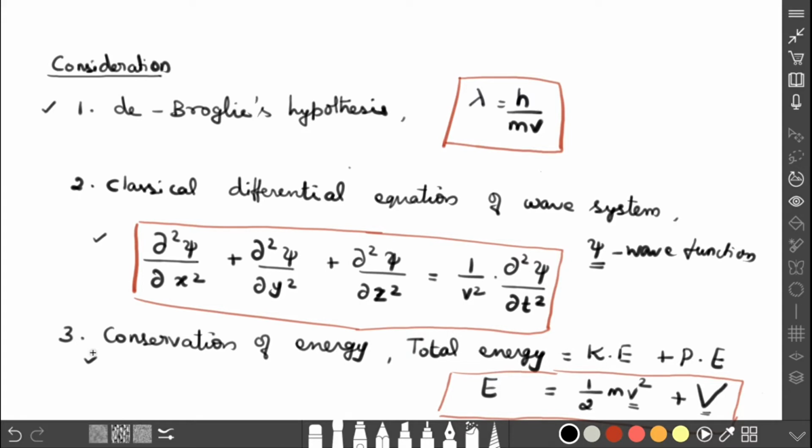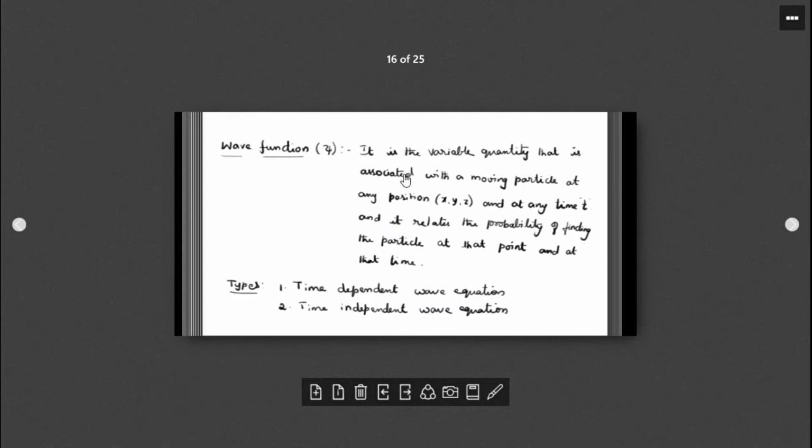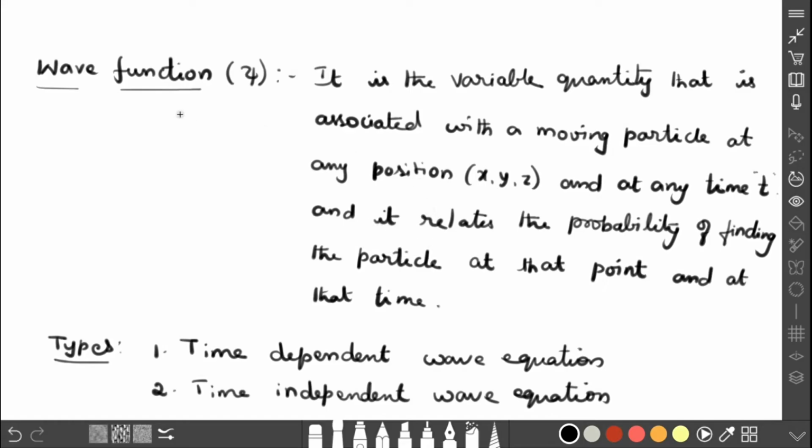Next, what is meant by wave function? Just now I said in the classical differential equation he used this symbol, which is represented as psi. The p is silent, so we pronounce it as psi. So what is this psi? It is a variable quantity that is associated with a moving particle. If the particle is at rest, there is no variable quantity. If the particle is moving, then only the variable quantity will be associated with it at any position and time.